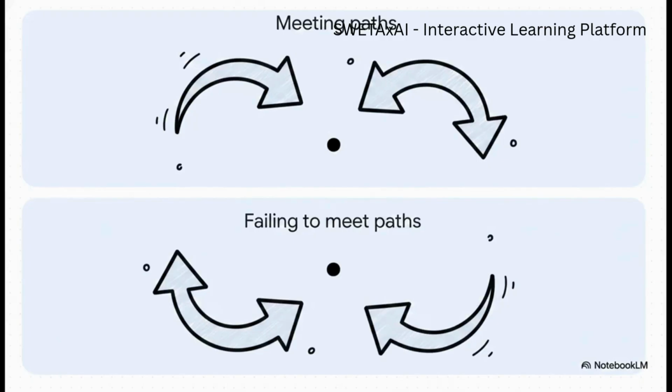But here's the catch. For a limit to actually exist, the path approaching from the left, which we call the left-hand limit, and the path approaching from the right, the right-hand limit, must physically meet up at the exact same location. If you're walking along those two paths and they point to completely different destinations, well, the limit breaks down. It simply does not exist.